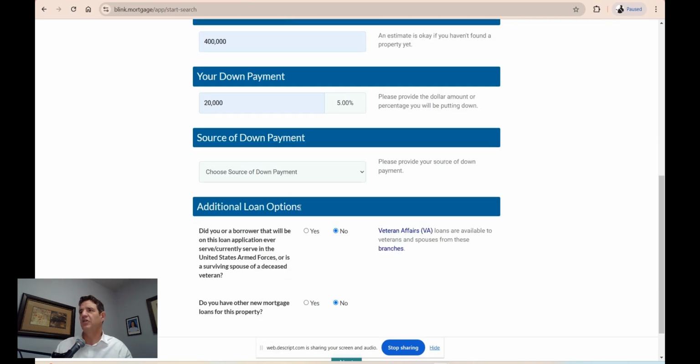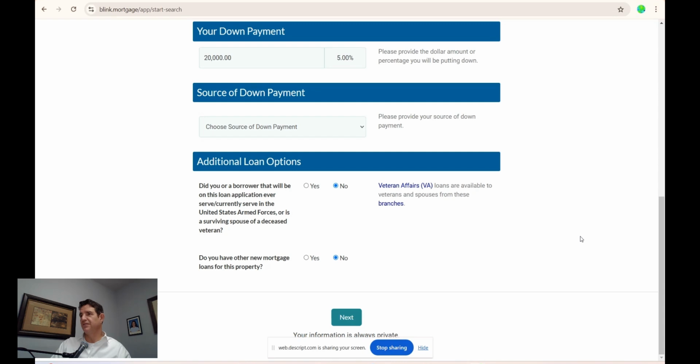And then you've got additional loan options on the screen. If you or the person you are applying with has VA benefits, you're going to be able to note that in the additional loan option area. And then also, if you are supplementing any part of your down payment with a mortgage to purchase the property, you would also note that here, although rare. Once you're done with that, click the next screen.